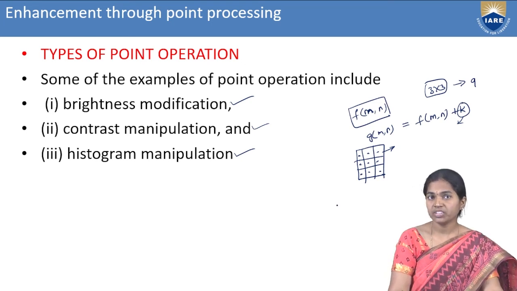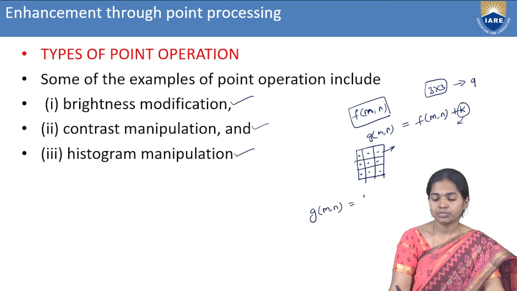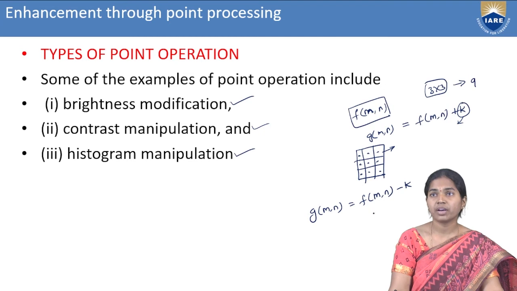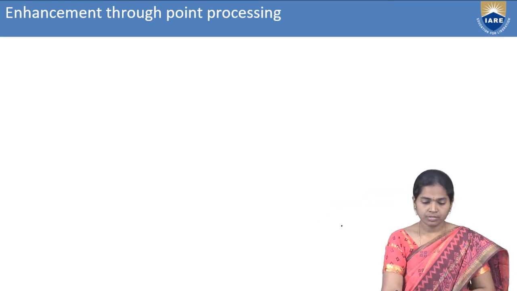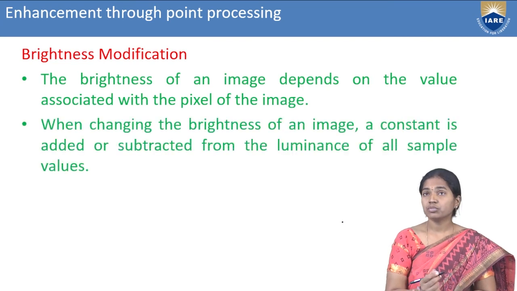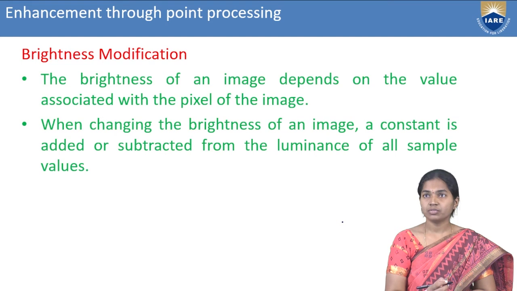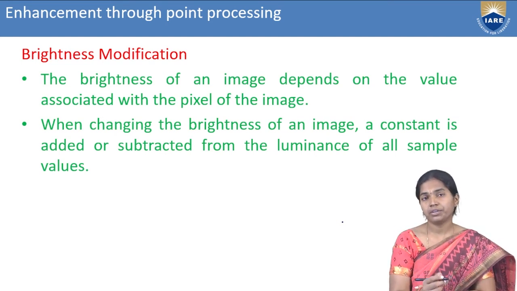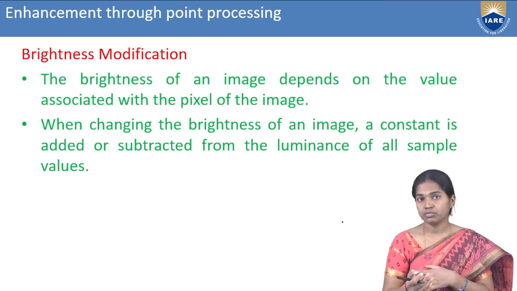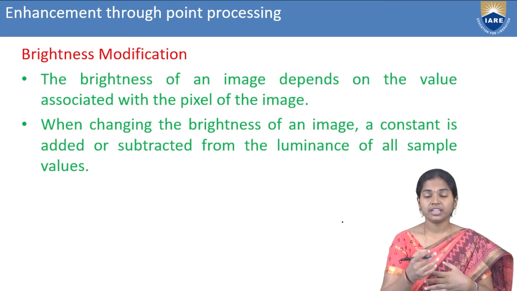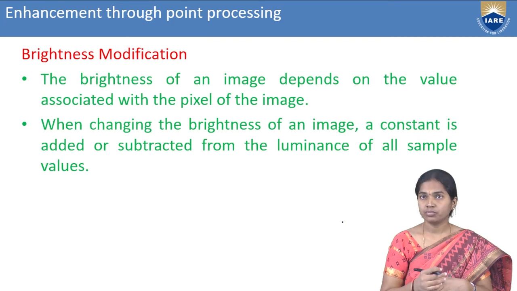How can we decrease the brightness of an image? We can subtract some constant value from each and every pixel. In that case, g of m comma n equals f of m comma n minus 5. With this, we can decrease the brightness of the image. The brightness of the image basically depends on the pixel values or gray level values. When changing the brightness of an image, a constant is added or subtracted from the luminance of all sample values. Here luminance is nothing but the gray level value. Each and every pixel has its own gray level value. If we increase the gray level value of each and every pixel, we can increase the brightness of the image. If we subtract some constant value from each and every pixel, then we can decrease the brightness of the image.